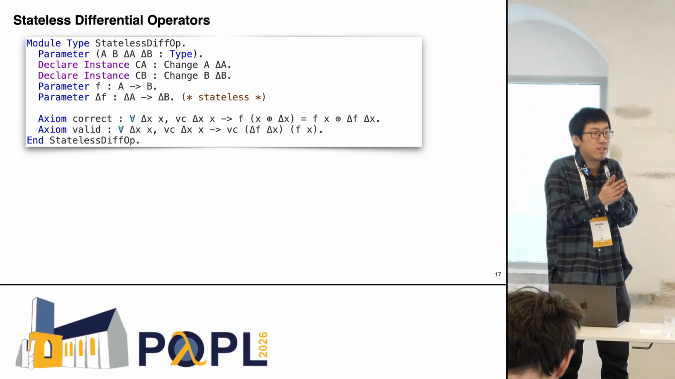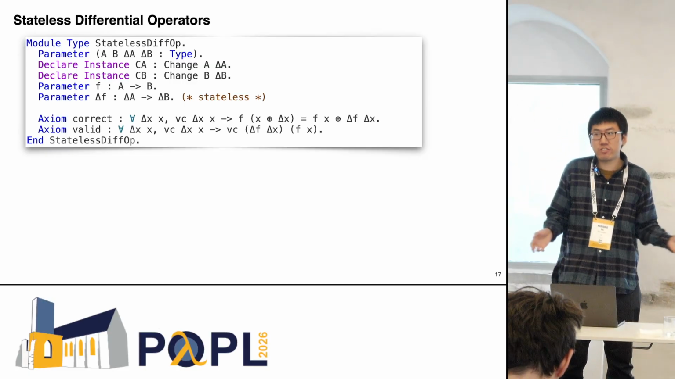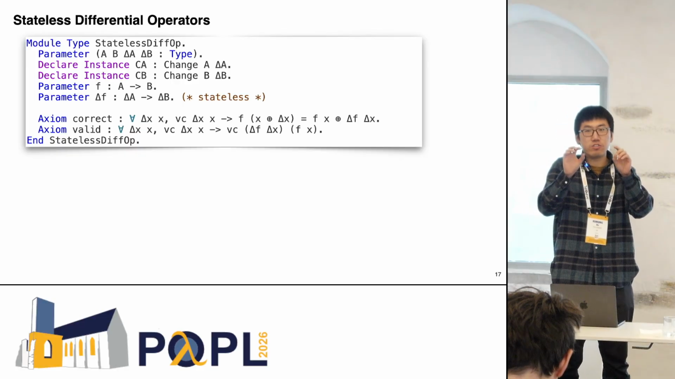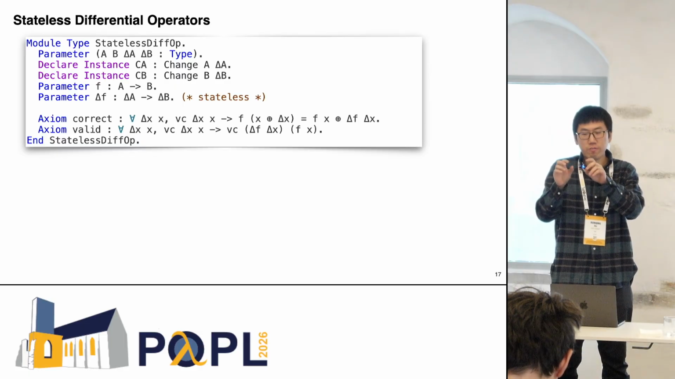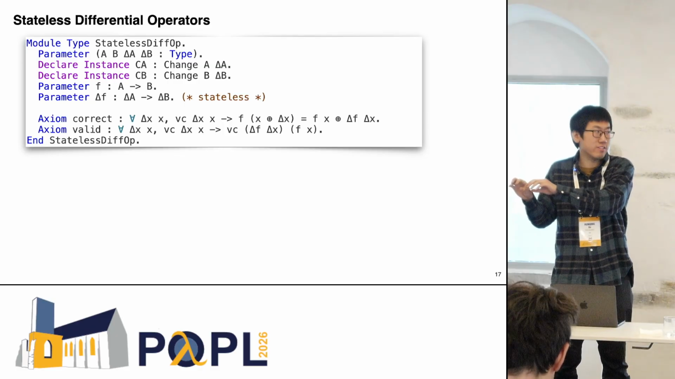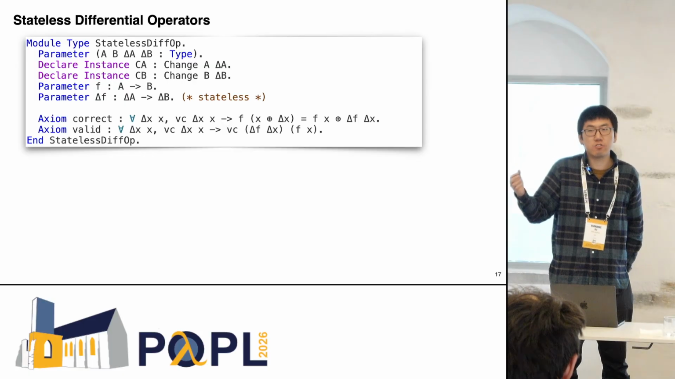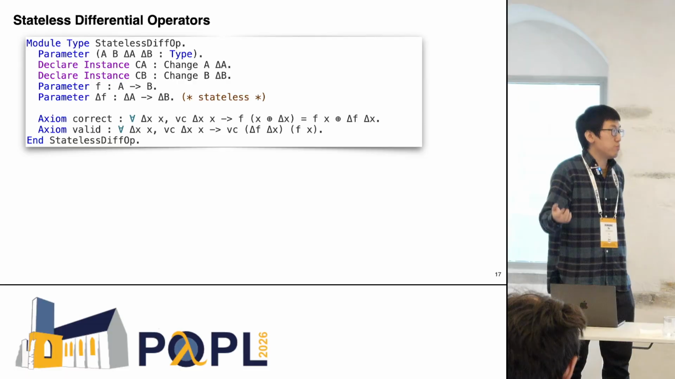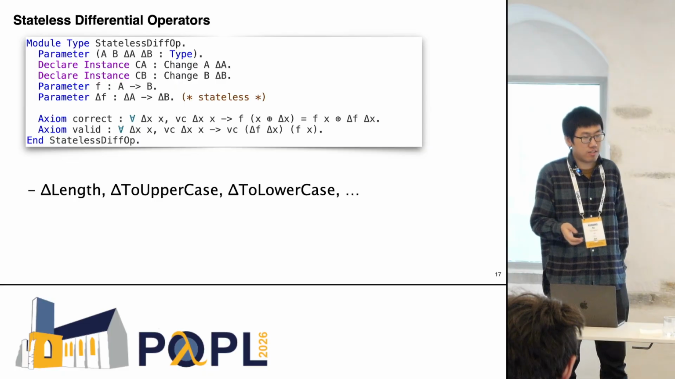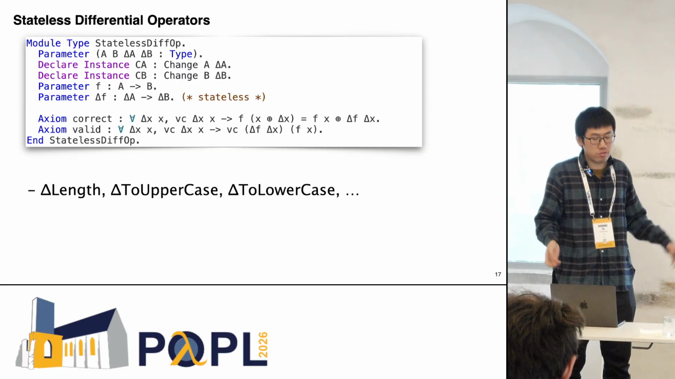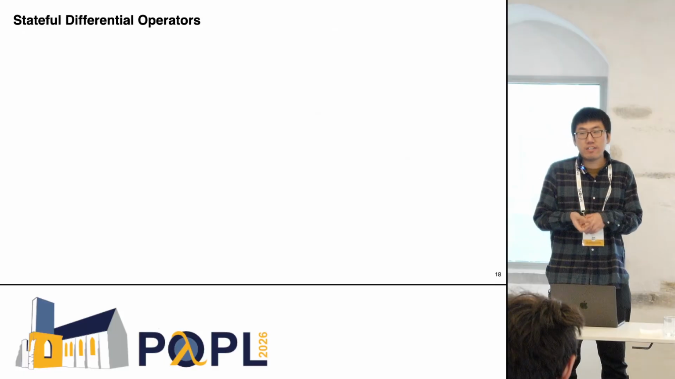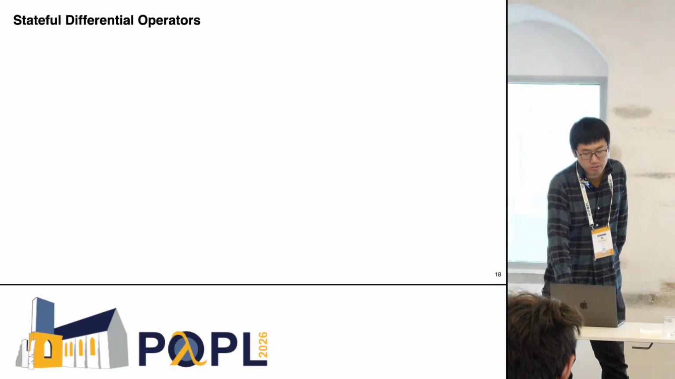And also, since our scenario is to connect a lot of these differential operators together, we not only need to require that the input change is valid to the input, but also we might connect this operator's output change to the next differential operator. So we also need the output change to be valid to the original output value. And string differential operators like string.length, to uppercase, or to lowercase, we can all model as stateless differential operators. And now let's consider a harder case: stateful differential operators.